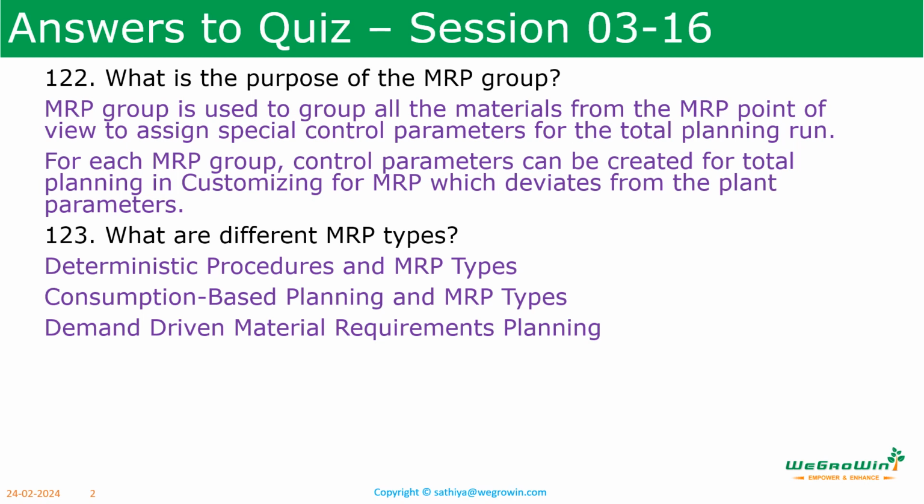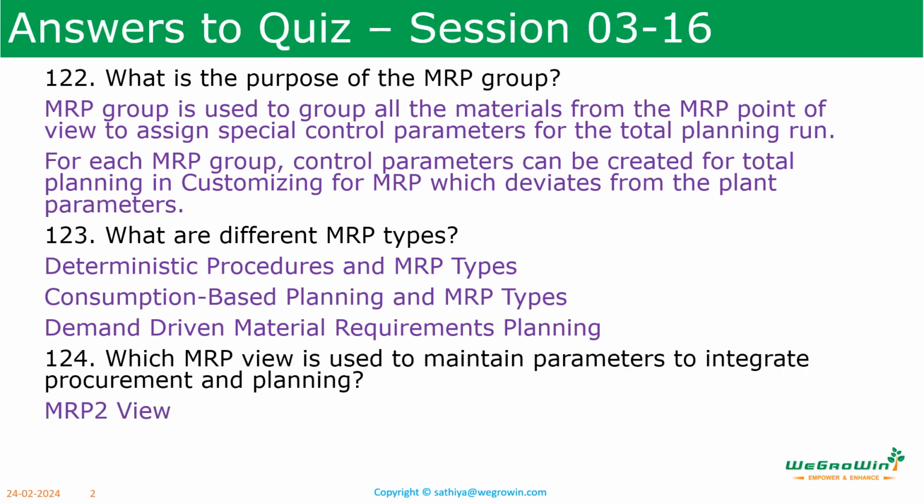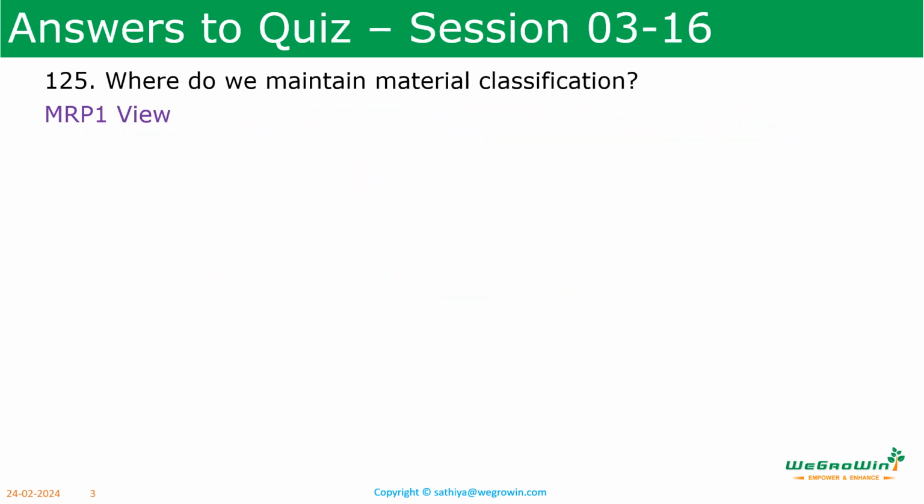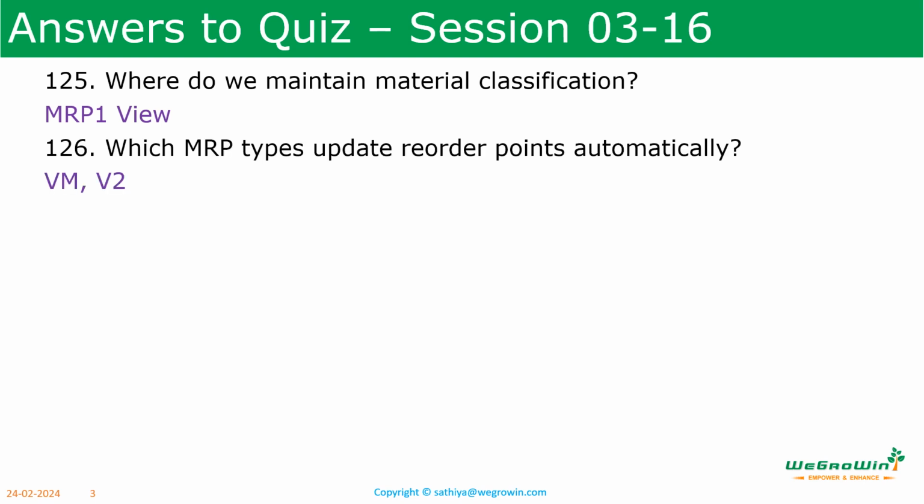What are the different MRP types? The three different MRP types are deterministic procedures, consumption-based planning, and demand-driven MRP. Which MRP view is used to maintain parameters to integrate procurement and planning? That is MRP2 view. Where do we maintain material classification? That is ABC classification. That is in MRP1 view.